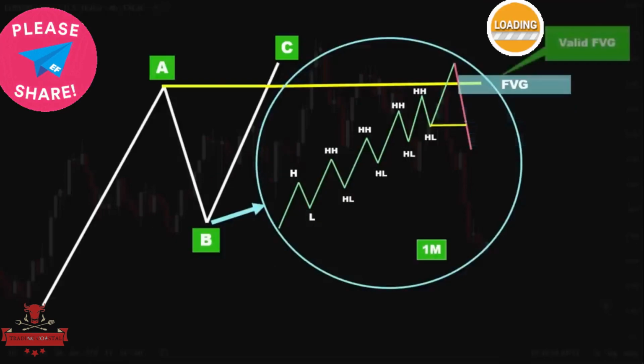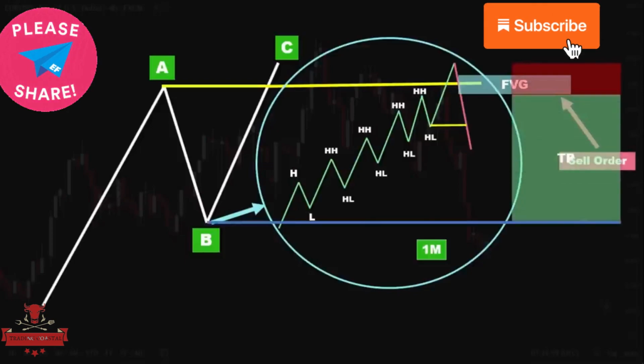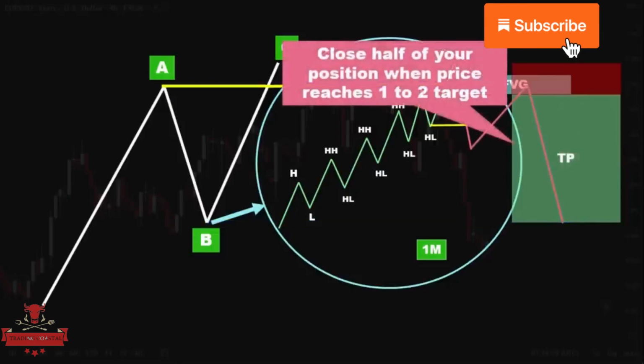So here, we have a valid fair value gap. So in the next step, we need to put our sell limit order at the lowest point of the fair value gap. Then we should set our take profit margin at the lowest point of the B wave, and also the stop loss must be set a couple of pips above the fair value gap's first candle. And already you can close half of your position when price reaches your 1 to 2 target. This way, even if price rises and hits your stop loss, you are still at break-even.